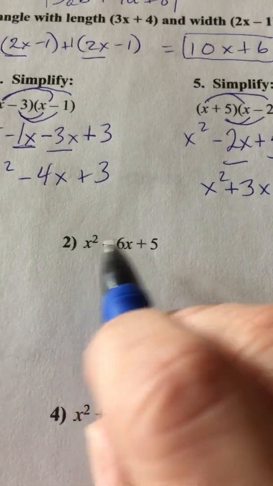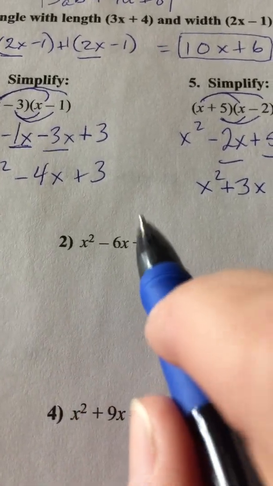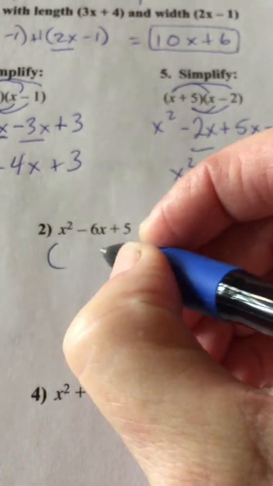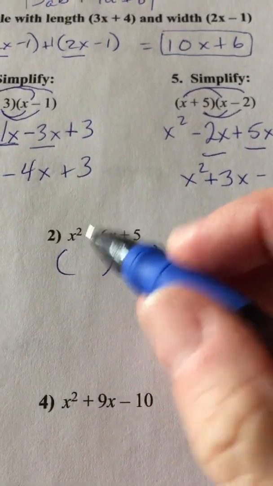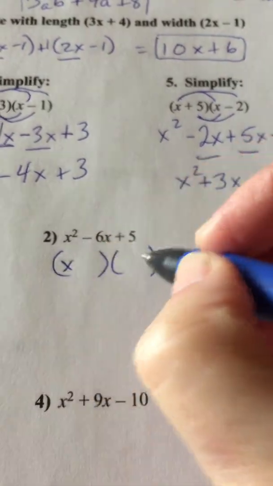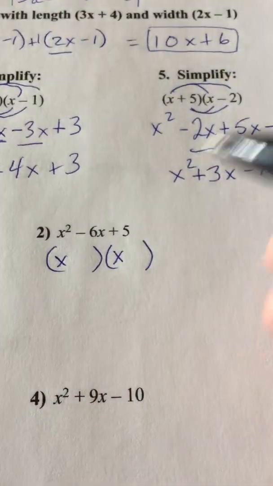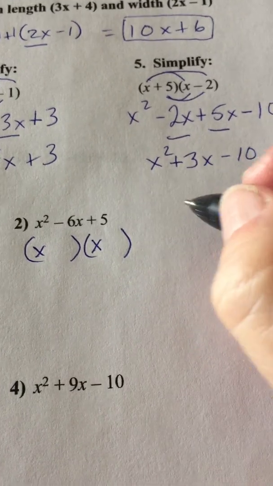There's only x's in the first two pieces, not in the third piece, so there is no GCF. So I'm hoping it's going to be a binomial times a binomial. So what times what will give me x squared? I need an x and I need an x. There we go.